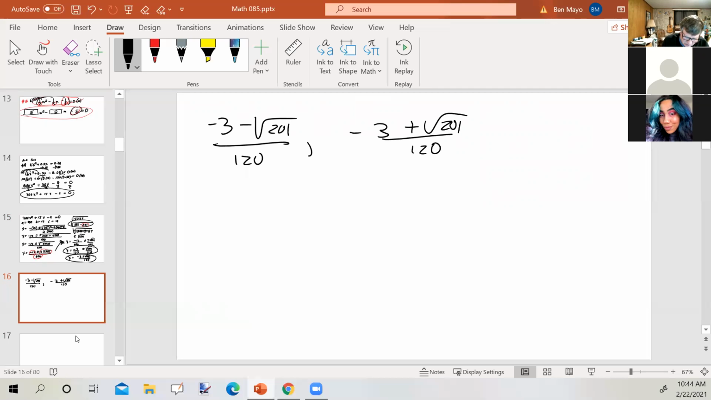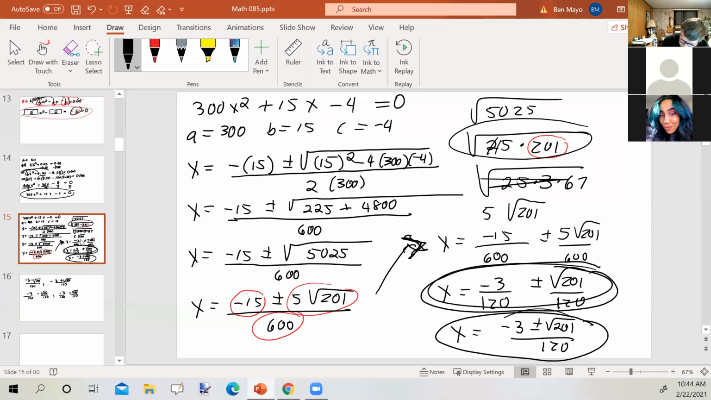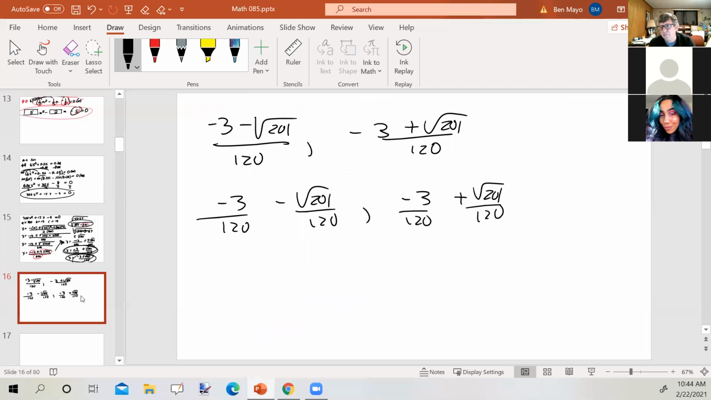Now, WebAssign should also accept, if you wrote it this way, let's see, negative 3 over 120 minus the square root of 201 over 120, comma, negative 3 over 120 plus the square root of 201 over 120. In other words, you could leave it as separate fractions or as a package deal. But with WebAssign, again, you'd have to have 2 separate answers, right? Because you can't do the plus or minus in WebAssign. Gotcha. Thank you. Yeah. Okay.